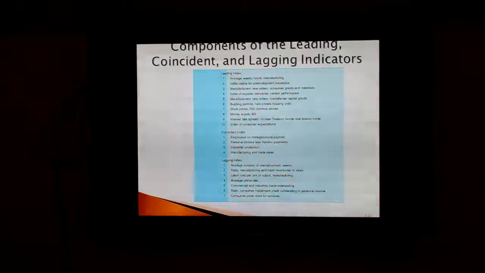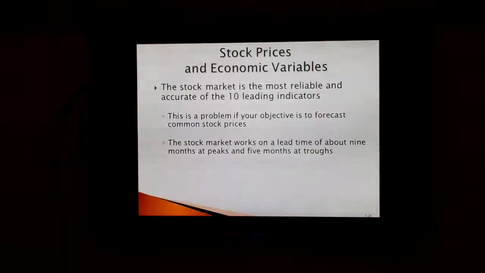You can assume that the economy is going to grow. And then coinciding indicators: employment, payrolls, personal income, industry production, manufacturing and trade sales. Then lagging would be average duration of unemployment. So if unemployment drops from 4 months to 2 months, that would be a good sign, but it's a lagging sign, right? You don't get those numbers right away. Average prime rate, commercial and industrial loans outstanding, consumer price index for services. So these are some lagging indicators.